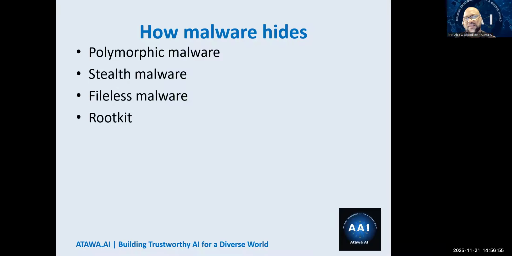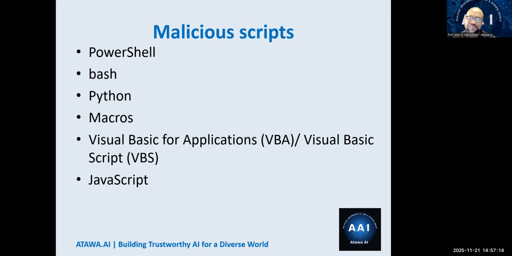But how does malware hide? Because it's not just about seeing them, sometimes it's difficult to detect them. So you have polymorphic malware. You have stealth malware, think about the stealth fighter. Fileless malware, which supposedly doesn't attach a file. Or the rootkit, which are the stubborn ones that attach to maybe your operating system, or you boot in and it's right there. So that's how well they can hide.